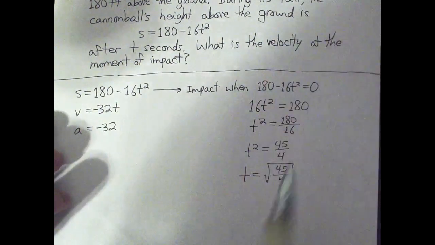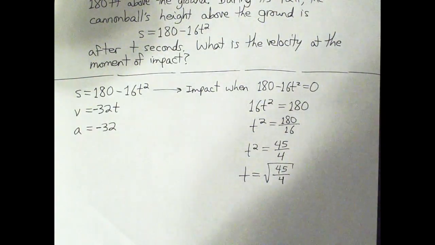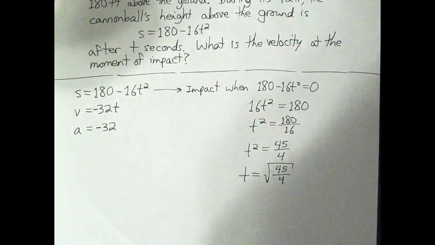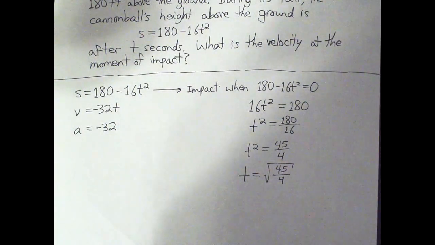It's like in the previous problem when we got t equals 0 and t equals 10, and we said that only t equals 10 made sense as the answer. A negative value of t doesn't make sense, because the cannonball is not going to impact the ground before we drop it. The cannonball is going to impact the ground after some positive amount of time has elapsed.